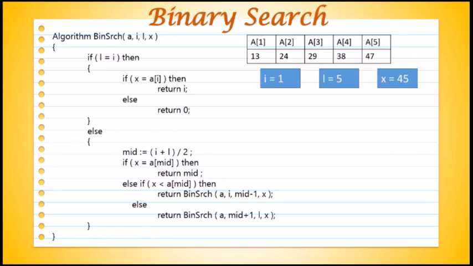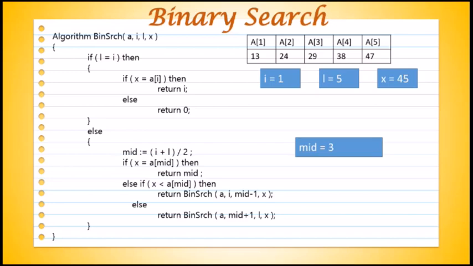So we will execute the else part. In the else part, first we are finding the middle value. How to calculate the mid value? I plus L divided by 2. That is 1 plus 5 divided by 2, and the answer will be 3. So the mid value will be 3.